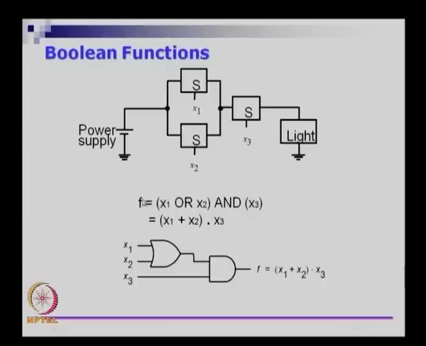If you want to write this as an expression, let us say f is the expression for whether the light is on or off. So f is 1 if the light is on, f is 0 if the light is off.